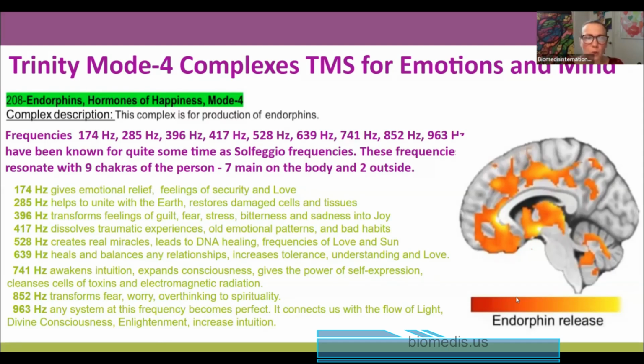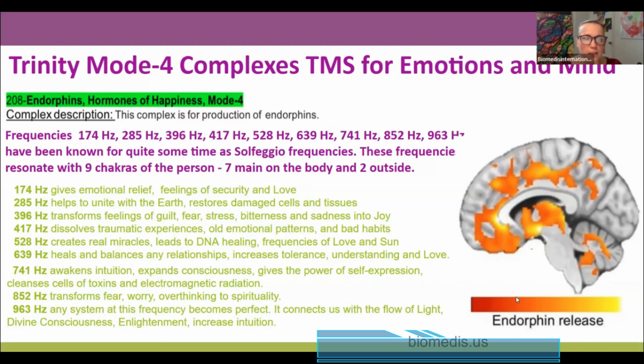And just look at what those frequencies can give you. 174: emotional relief, feeling of security and love. 285: helps unite with the earth, restores damaged cells and tissues. 396: transforms feelings of guilt, fear, stress, bitterness, sadness into joy. 417: dissolves traumatic experiences, old emotional patterns, bad habits. 528: creates real miracles, leads to DNA healing. It's a frequency of love and sun.